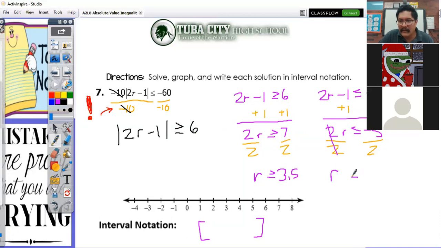All right, r is less than, in this case it would be, so 5 goes in there 2 times, 1, 2. Right, that would be 4, but I still got 1/2 left over, so that would be 2.5. So r is less than -2.5.